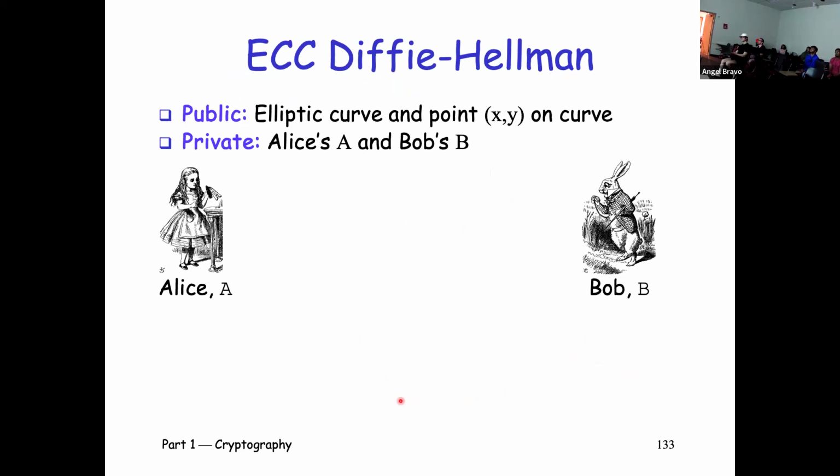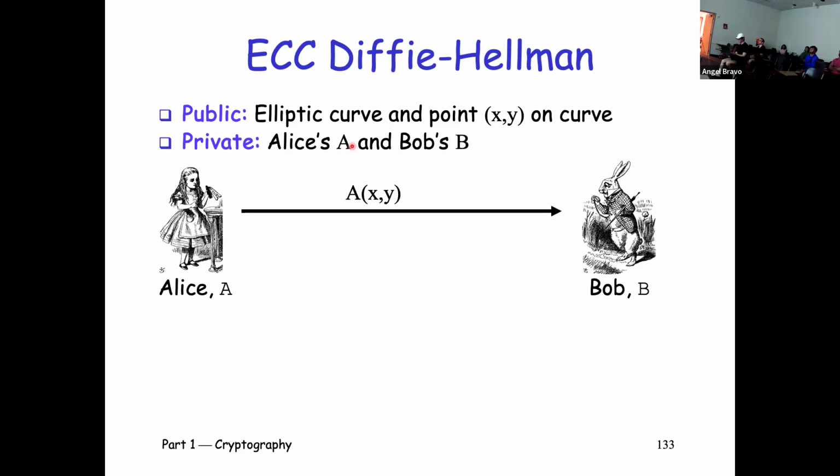The analogy, the correspondent of Diffie-Hellman for ECC, is given in this example. So we say we have an elliptic curve and a point xy on the curve. This could very well be P3. So we have Alice's A and Bob's B. These will be the private keys. These are some multipliers, as you will see in a second.